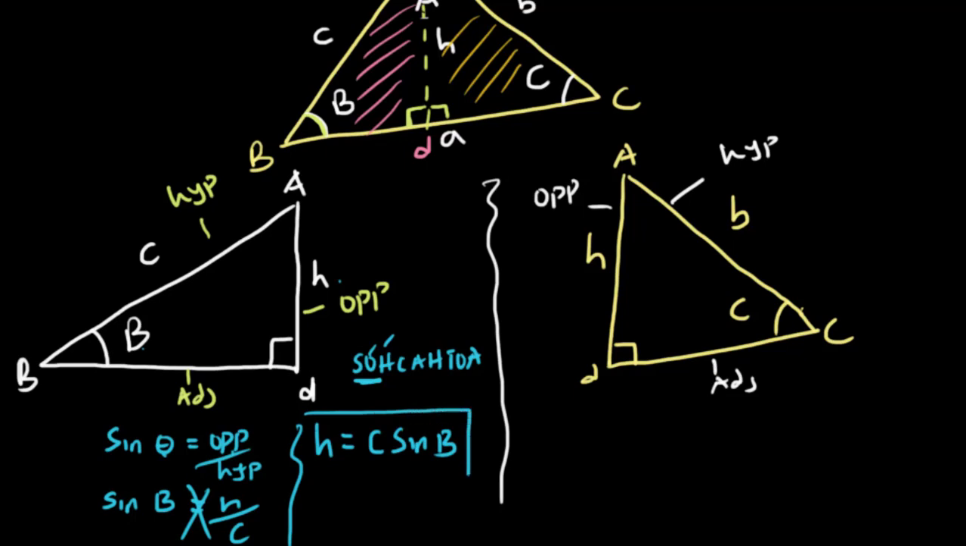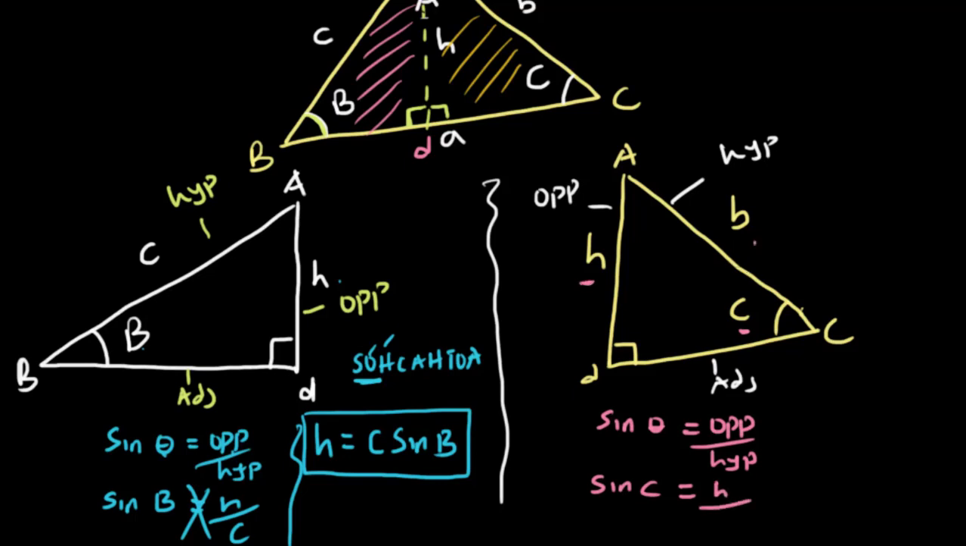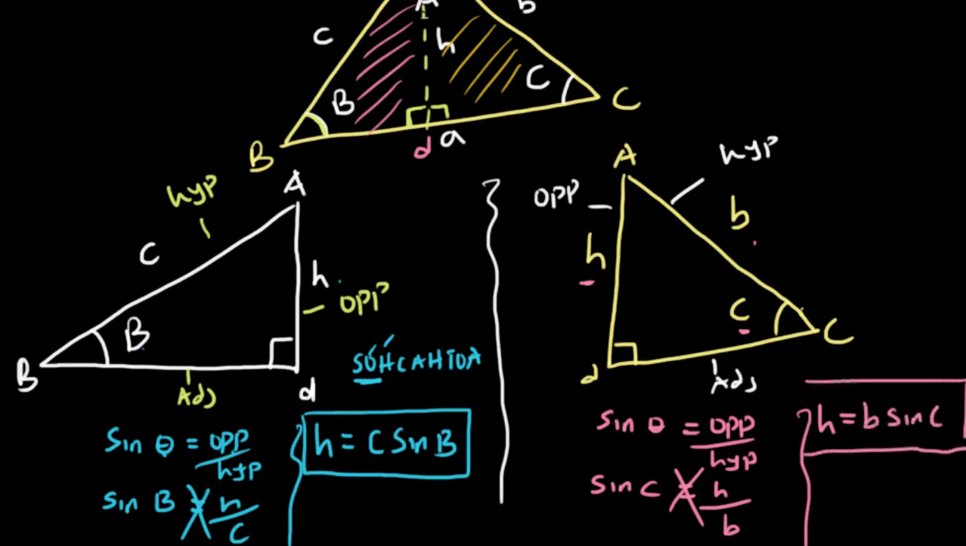Now put this equation somewhere. We are going to get back to it. Now let's do the same thing for the triangle on the other side. So remember, sine theta equals opposite over hypotenuse, which means that sine, in this case, the angle is what? C, equals opposite is H over hypotenuse is B. Do you understand? So if we cross multiply, it means that H equals B sine C. Now we've got a second equation.